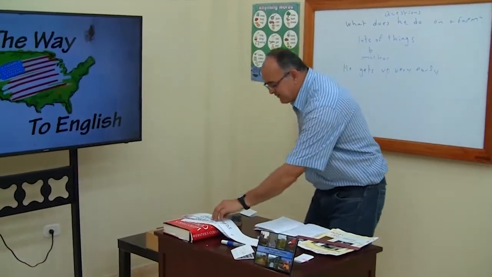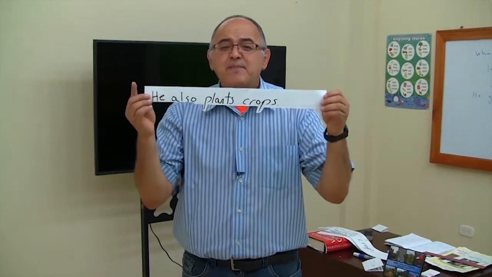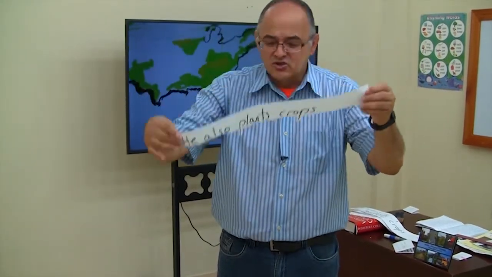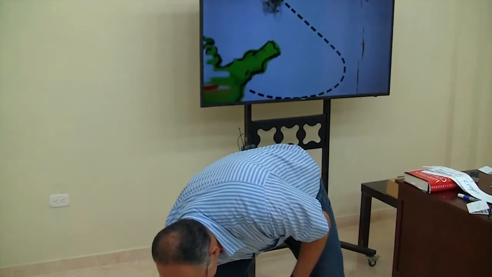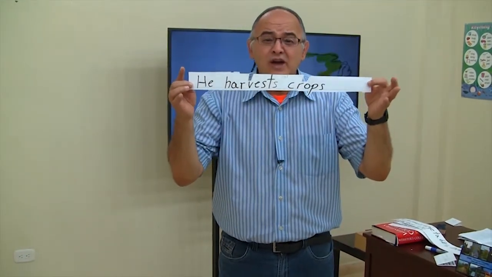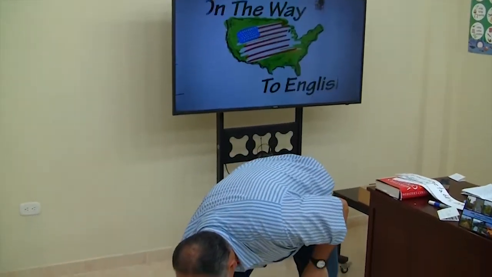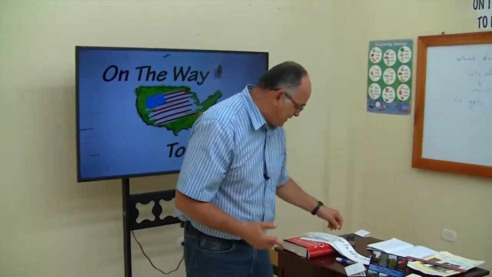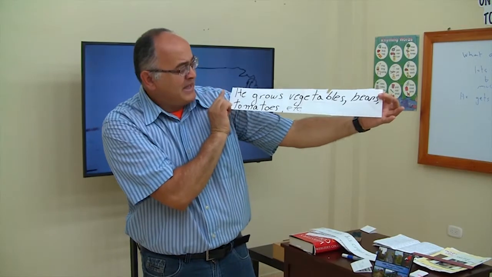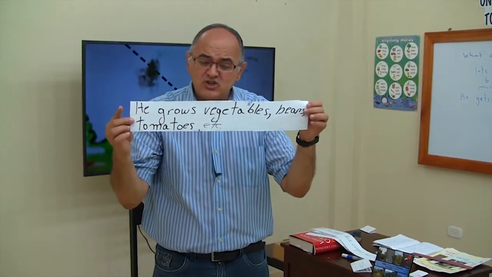Also, lots of things for poor MacDonald. He also, most of the time, has to do this. He plants crops. He plants crops. Let's put it here. Hace, cultiva sus cosechas. Another word for his activities, harvests. Recoge. He harvests crops. Recoge sus cosechas, poor MacDonald. Let's put it here. This is the story of poor MacDonald. Also, what he has to do, he grows vegetables, beans, tomatoes, and so on.